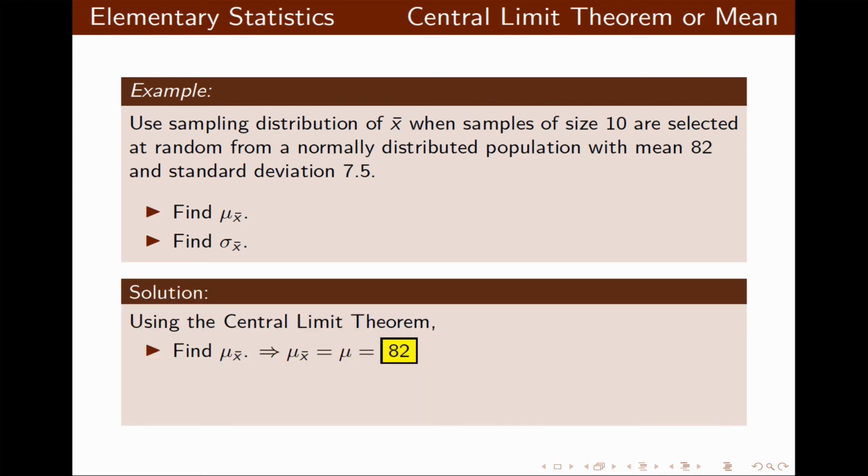Now, by central limit theorem, the mean of the means is the same as the mean of the original, so that would be 82. And the standard deviation of the means would be the standard deviation of the original, 7.5, divided by the square root of the sample size, in this case, the square root of 10. And that value is 2.372.